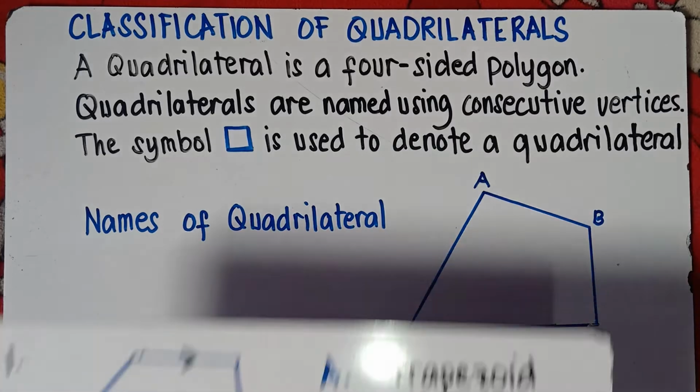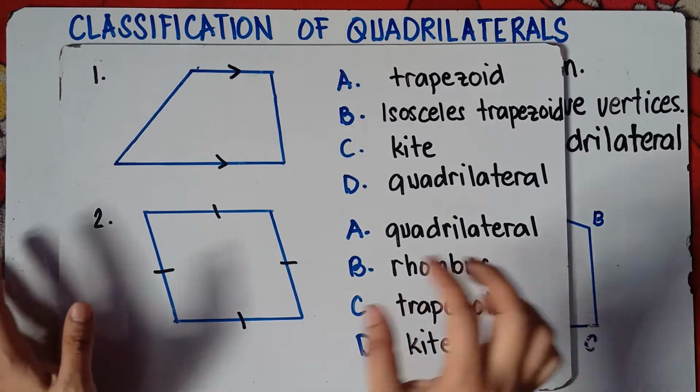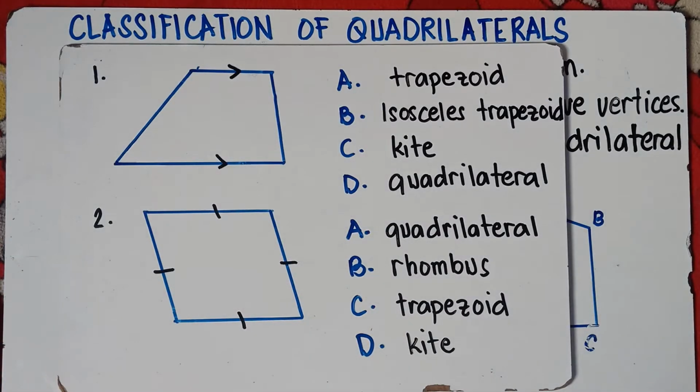Later in class, we'll be answering this type of question. For number 1, what type of quadrilateral is this illustration? You have two given parallel sides. Is it A, trapezoid, B, isosceles trapezoid, C, kite, or D, quadrilateral?